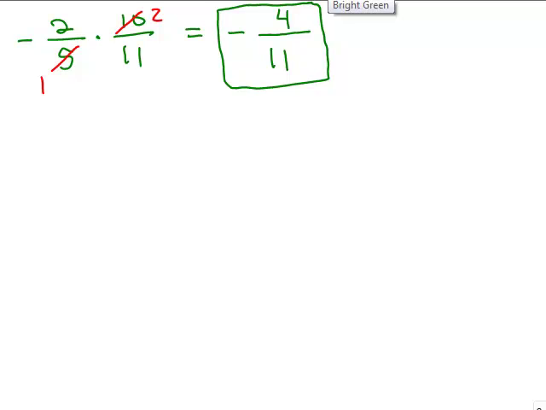So we're just putting the two concepts together: how to multiply fractions, and then determining whether the answer is positive or negative.